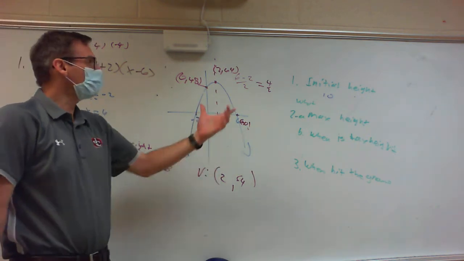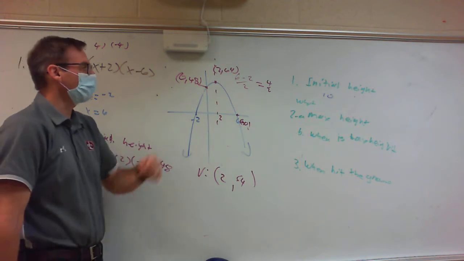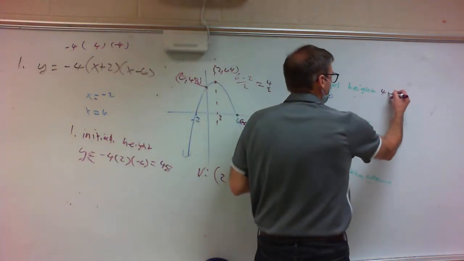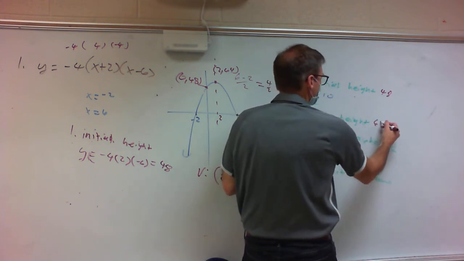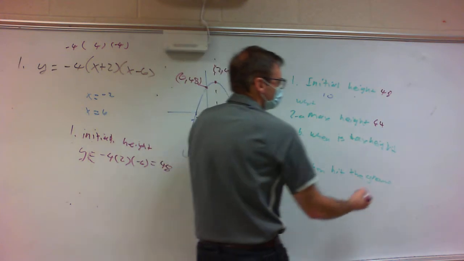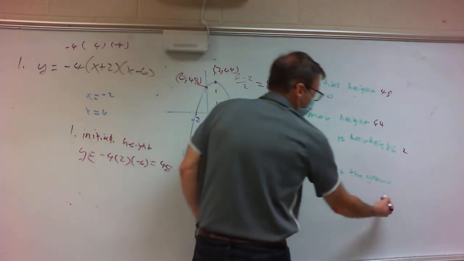So we found the 3 important points. What was my initial height? My initial height is 48. What is the maximum height? So this was 48. The maximum height was 64. How long does it take to get there? Well, according to my graph, it takes 2 seconds to get there. And when does the ball hit the ground? It hits the ground in 6 seconds.